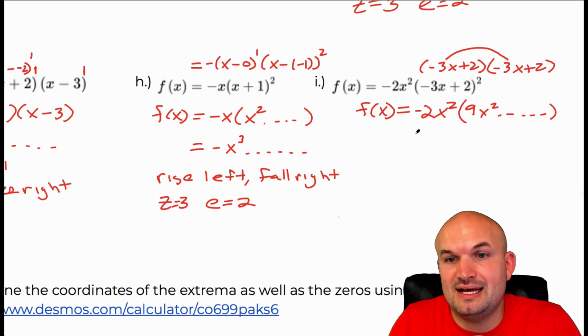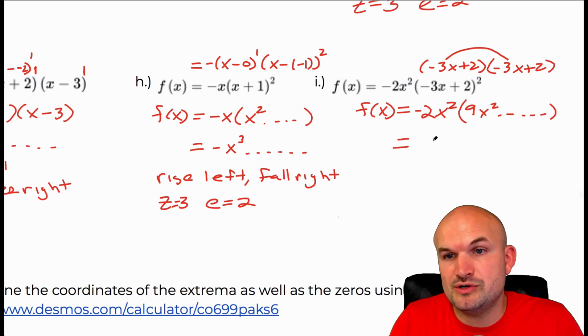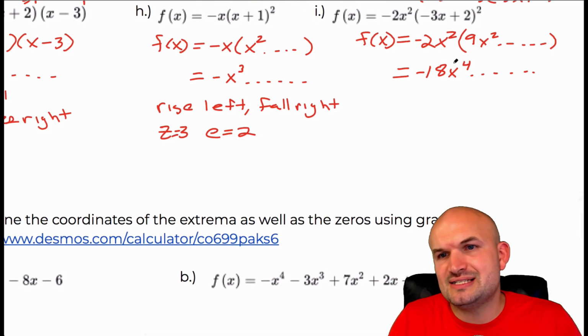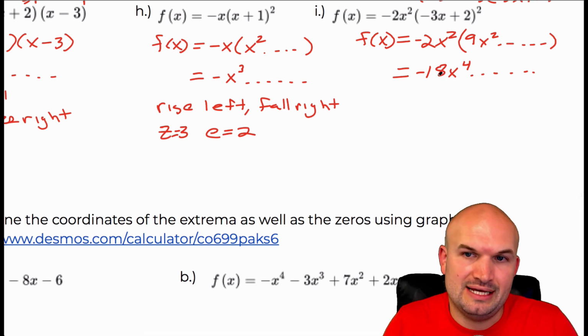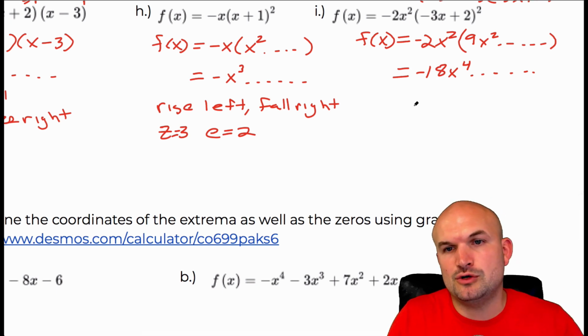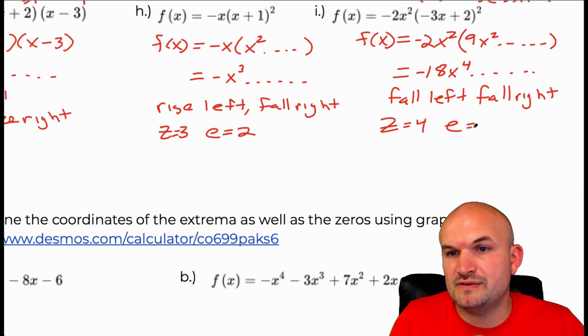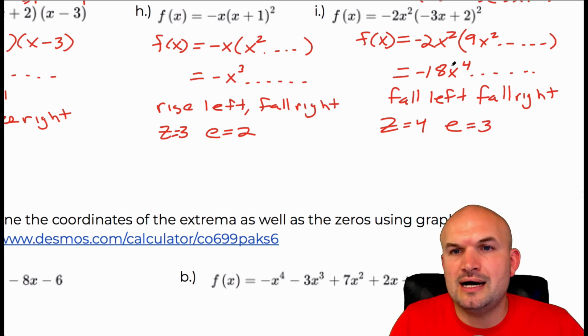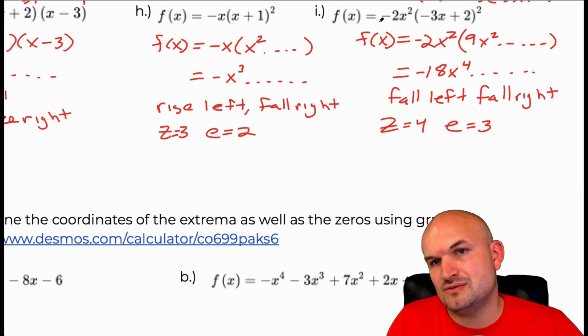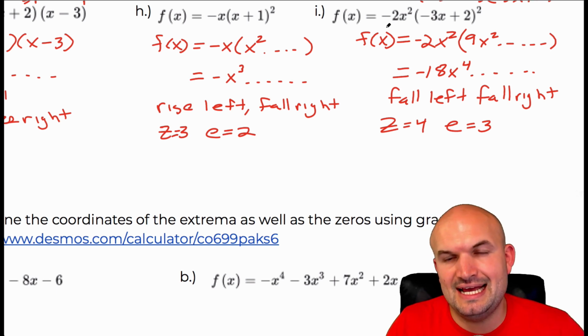Now, if I multiply this negative 2x through, I would get a leading term of negative 18x to the 4th. So that's going to be my leading term. We can see that my degree is even and my leading coefficient is negative. So based on the leading coefficient test, my graph is going to fall left and fall right. The maximum number of zeros in this case is 4, and the maximum number of extrema is going to be 3.